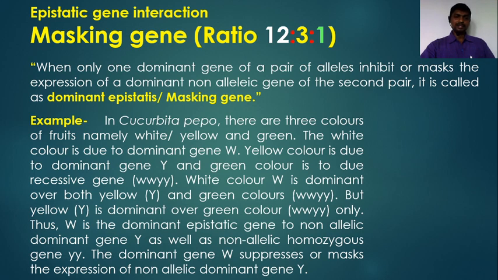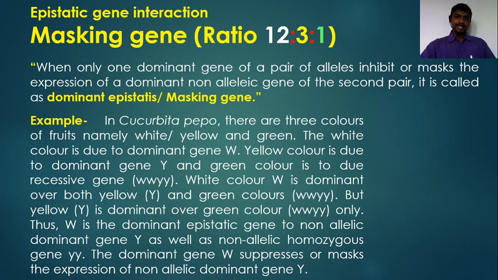Thus W is the dominant epistatic gene to the non-allelic dominant gene capital Y as well as the non-allelic homozygous recessive gene, small y small y. So in Cucurbita pepo there are three types of fruit colors: white, yellow and green. The white color of the fruit is due to the dominant gene W. Yellow color of the fruit is due to the dominant gene Y. And the green color is because of no dominant gene.